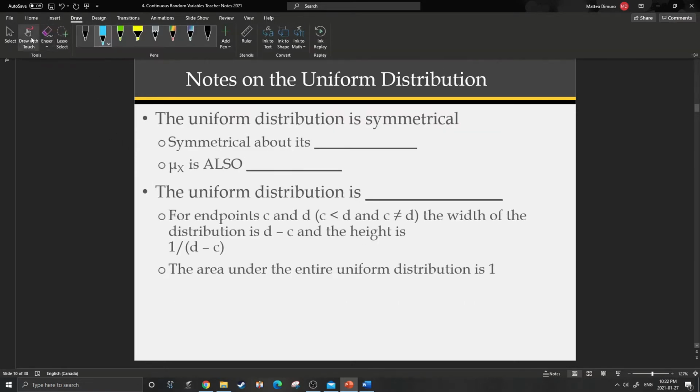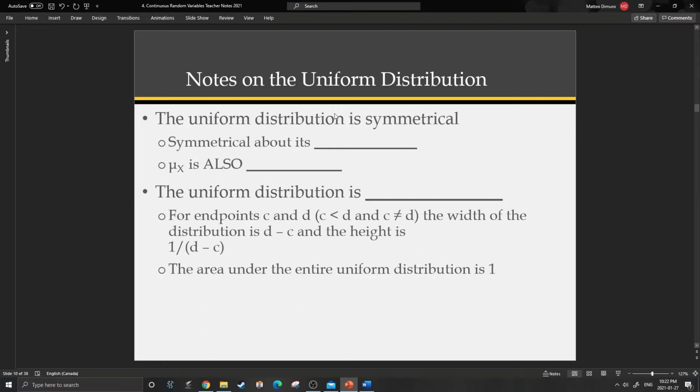Got a couple of fill in the blanks here. So notes on the uniform distribution. The uniform distribution is symmetrical. And where is it symmetrical? Well, it's symmetrical around its center, which we know that the center of something is usually the mean or the median in some cases. So here's a rectangle, and if you're in the center, then it's clear that it's symmetrical, right? You got the same amount to the left as you have to the right. U of x is also the median. And if you think about the way a rectangle is, if you're in the middle, it kind of makes sense that that's the mean and the median.